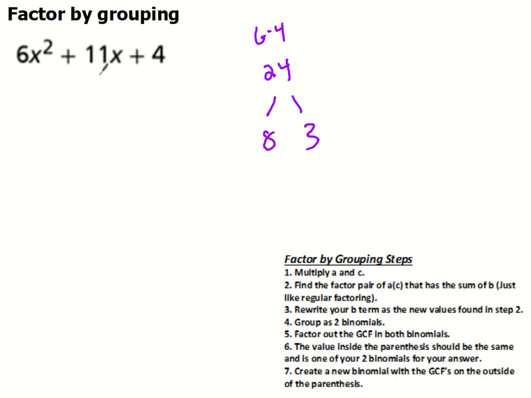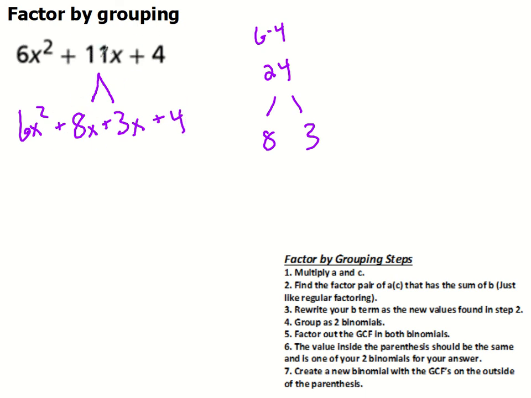So I'm going to take this 11x and split it up into 8x plus 3x. I didn't change the value here. I just took this 11x and rewrote it into two different terms. If I simplify 8x plus 3x, it does make 11x. The reason I'm doing that is because those are the factors that add up to A times C, or the factors of 24 that add up to 11. So I'm going to rewrite all of this.